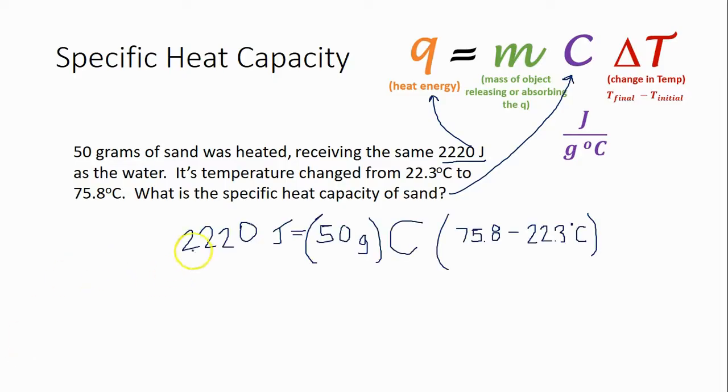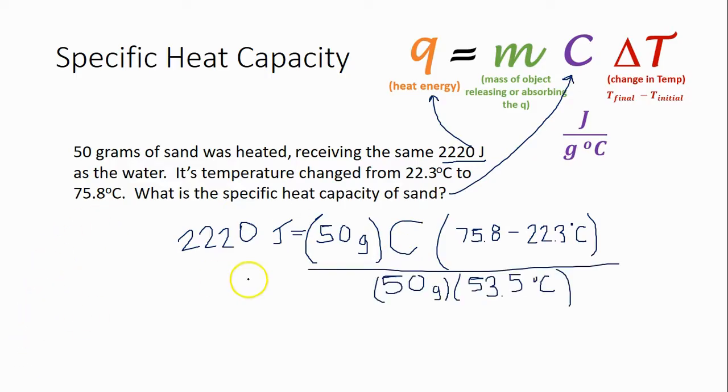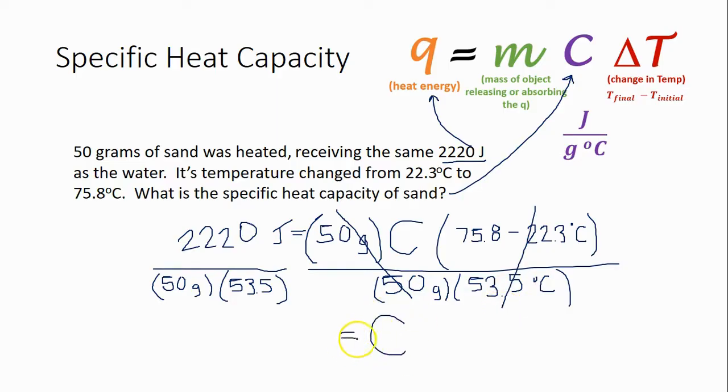So plugging in all the variables, I've got my joules, my mass, and my temperature change final minus initial. Now I'm going to go ahead and solve for C. And since this is all multiplication, to get this C value all by itself, I'm going to divide both sides by the 50 and the change in temperature after you subtract, which is 53.5. That means I'm going to have to do the same division step over here. So on the right hand side, the 50 grams will cancel off. Delta T's will cancel off, and I'll be left with my specific heat capacity equal to that division right there, which comes out as 0.83.